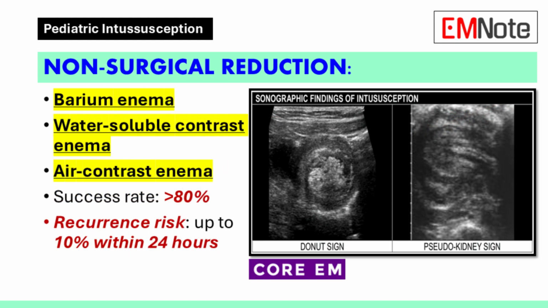Non-surgical reduction. Non-surgical management involves enemas using barium, water-soluble contrast, or air. This approach achieves a success rate exceeding 80% in children. However, recurrence remains a concern, with up to 10% of cases reoccurring within 24 hours. This statistic underscores the need for close follow-up after initial treatment.